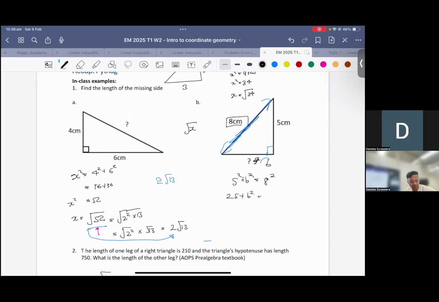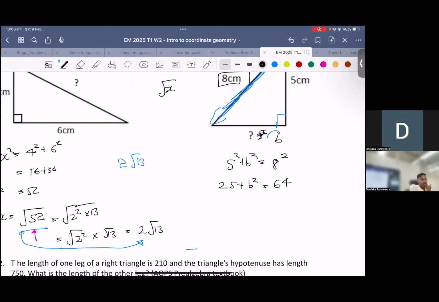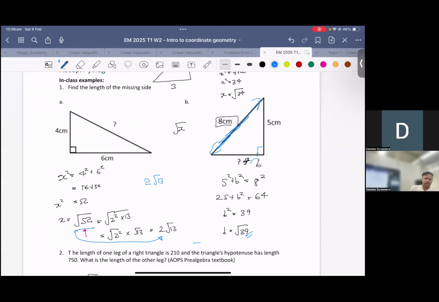So 25 plus B squared is 64. And with algebra, how do we deal with this? We're trying to get B squared. And Suniti said the correct step, which is to minus 25 from both sides. Makes sense? It's not linear, but the way you solve it is pretty similar to linear. So you do B squared is 64 minus 25, which is 39. And then you get B is root 39. Now if you check, there are no square factors here, so you can leave this as it is.